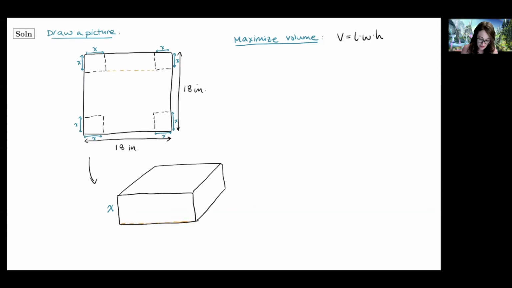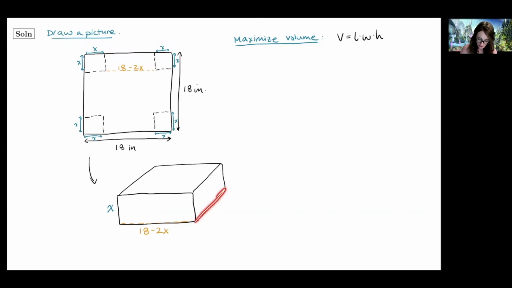This length here, we have to determine what that is. So if the whole thing is 18 and we take away 2 squares of length X, then what's left over here is going to be 18 minus 2X. Okay, so I'm going to label that here, but when we fold up these sides, that becomes what that length is there.